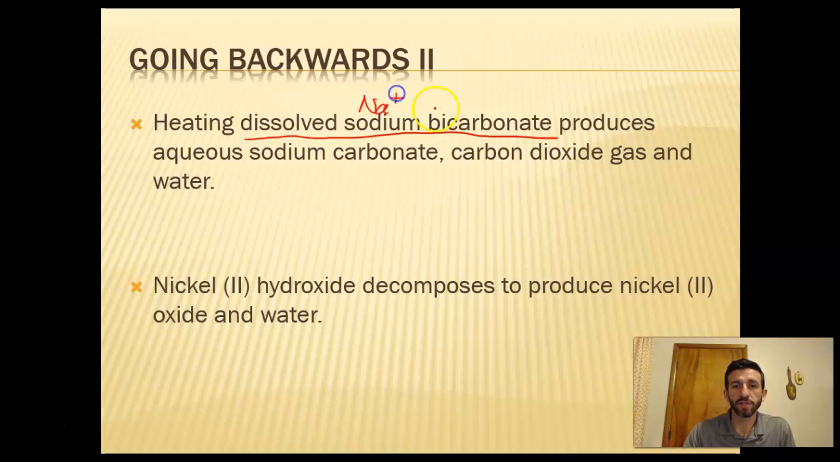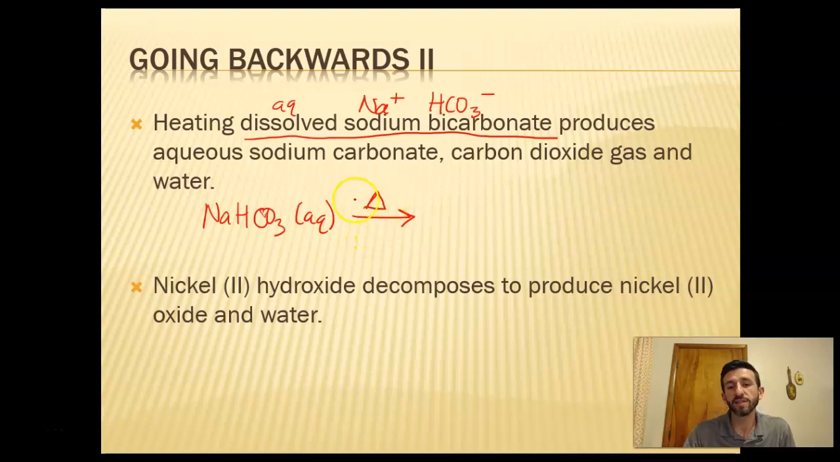Sodium is a positive 1 charge. Bicarbonate is HCO3 with a negative 1 charge. Okay? Dissolved means it's aqueous. So I'm going to have NaHCO3, aqueous. Okay? Now, that is going to produce some other stuff when it's heated. Remember, heating, we put a triangle over the arrow to mean heat.